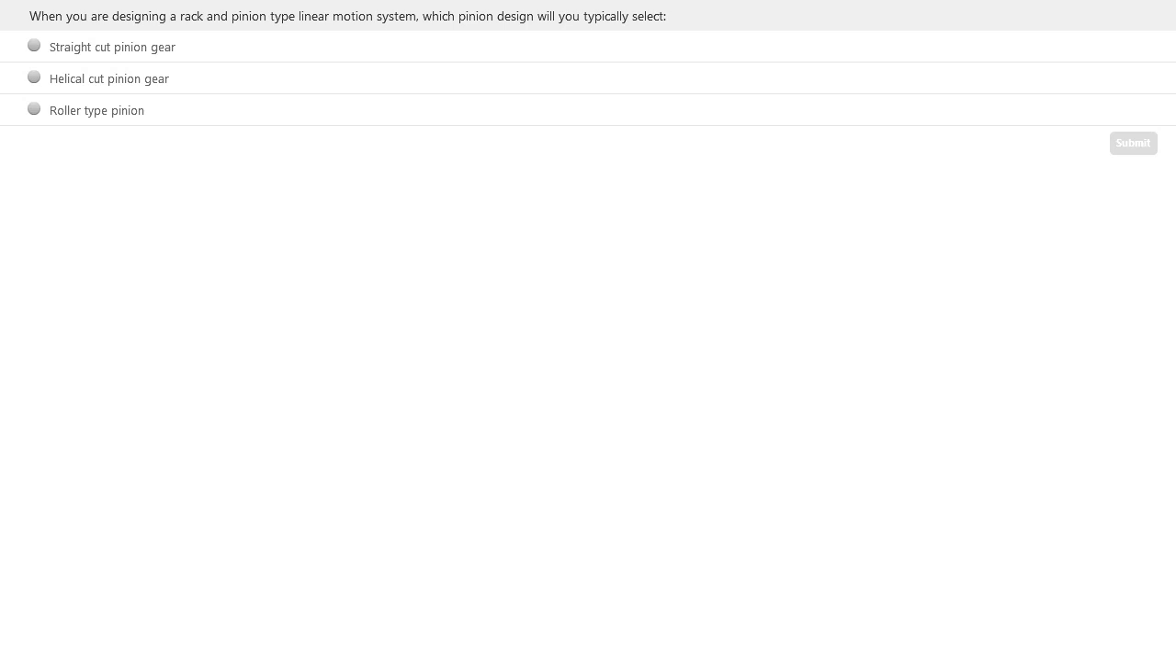When you're designing a rack and pinion type linear motion system, which is the most popular pinion design you would typically select? A straight cut pinion gear, a helical pinion gear, or a roller type pinion. If you could please select or click on the type you typically use, we'll share the results toward the end of the presentation. Thank you. Excellent. Thank you, Tom. While they're doing that, we'll jump to the next slide.